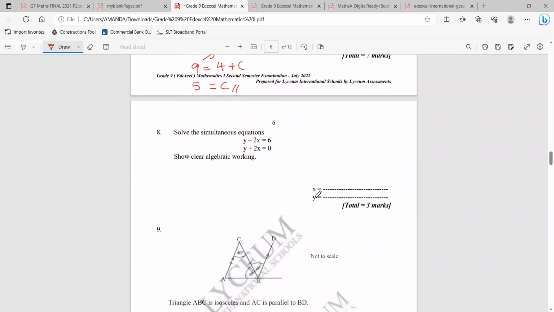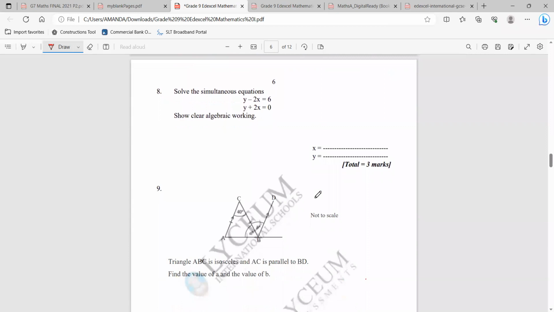Now I'm moving to question number 8. Solve the simultaneous equations. We have y minus 2x equals 6 and y plus 2x equals 6. I will name these as equation 1 and equation 2.